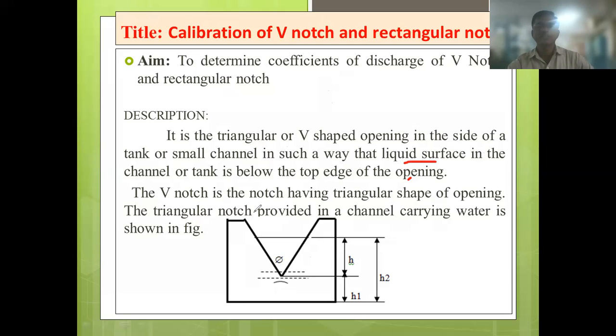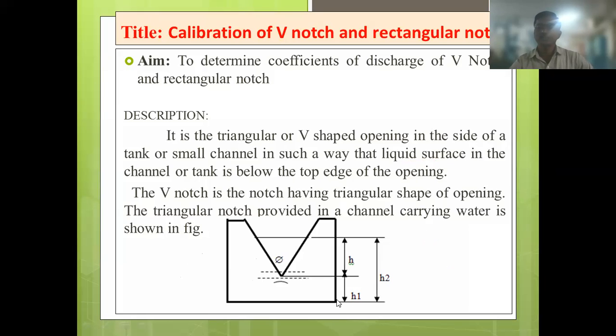Right. So we are going to determine the coefficient of discharge. As in the previous practicals, we determined the coefficient of discharge for the venturimeter. Then we determined the coefficient of discharge for the orifice. Similarly, in this practical, we are going to determine the coefficient of discharge for the notch. Okay, so this is the aim here.